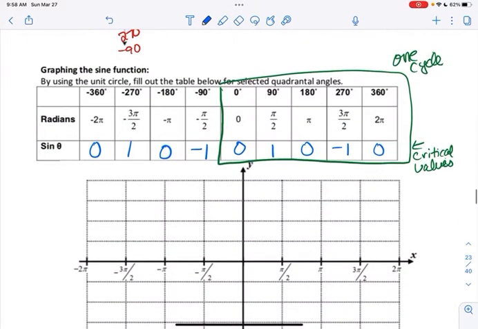All right, what does this look like on a graph? This is 0 degrees, and sine is 0. At pi over 2 or 90, sine is 1. At pi or 180, sine is 0. At 270 or 3 pi over 2, sine is negative 1. And at 2 pi, which is also 360, sine is 0 again. So this is what it looks like. It's a curved graph.